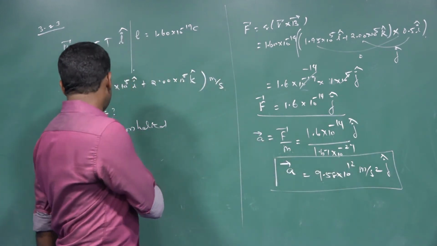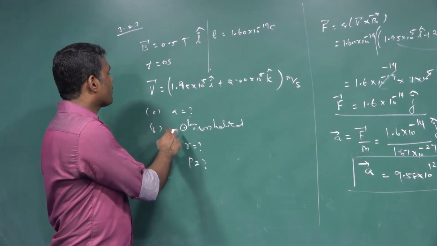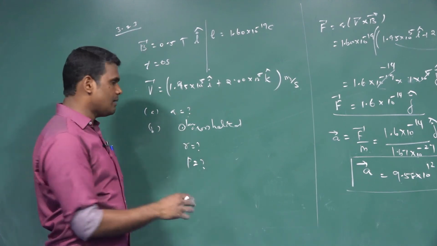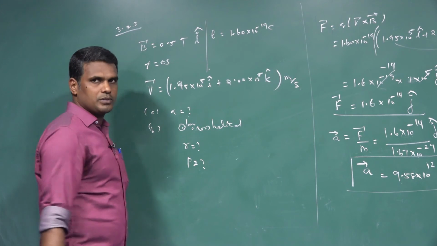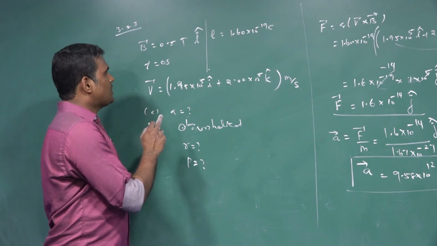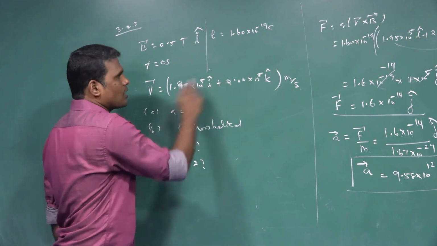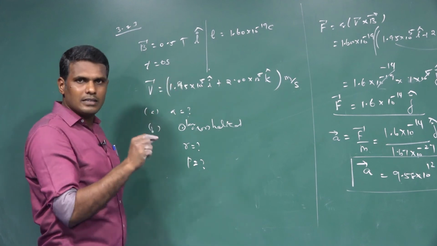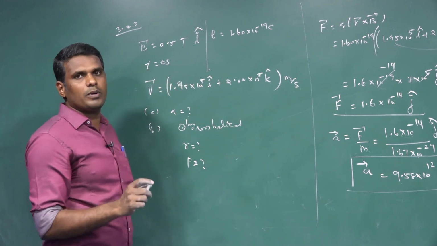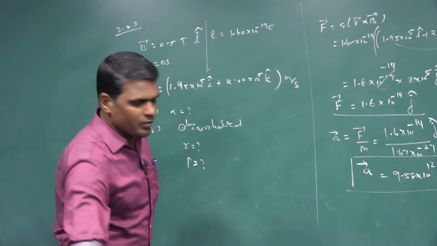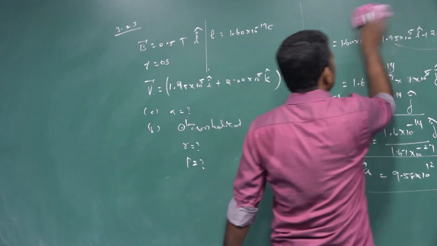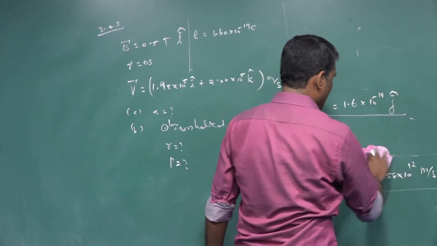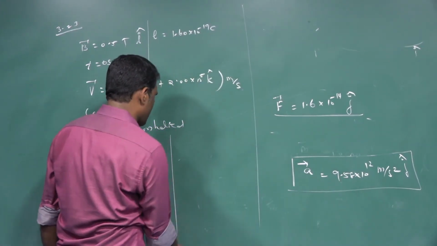Now, the second question is, what is the path of the charged particle, whether it is circular or helical? If helical, then find out the radius and the pitch. As you know, if a charged particle is moving with these two velocity components, then definitely the charged particle is moving at some angle theta with the magnetic field. So the path followed by the charged particle is a helix. So we can mark it here.